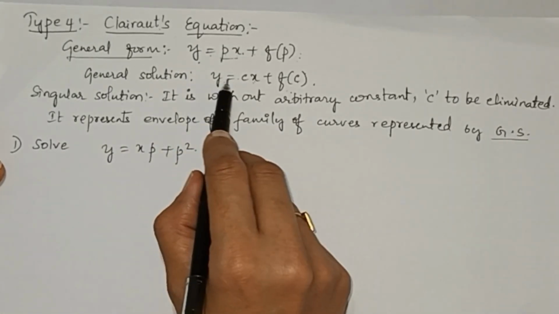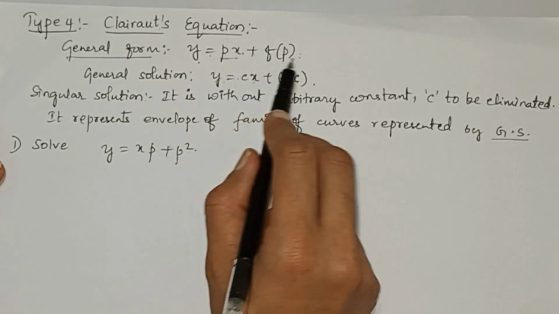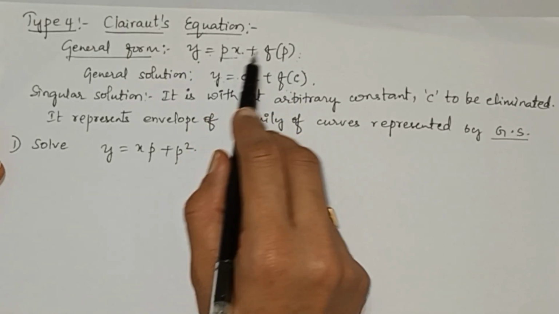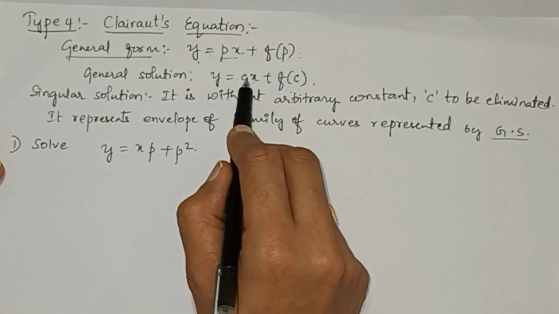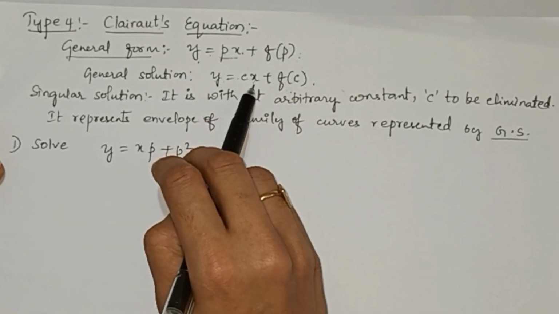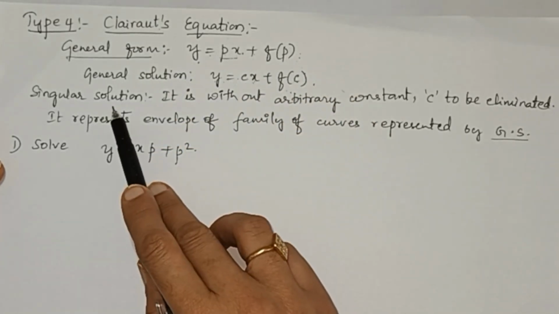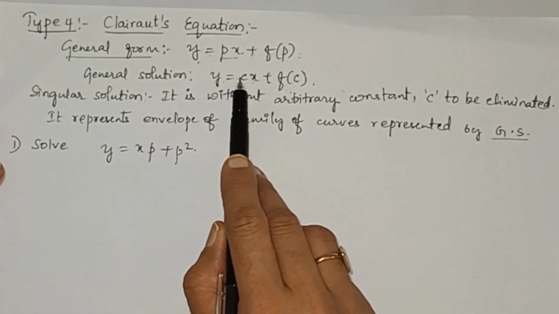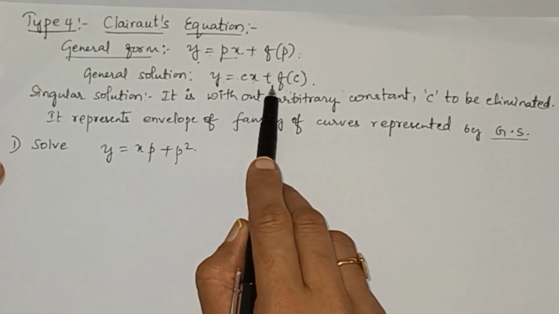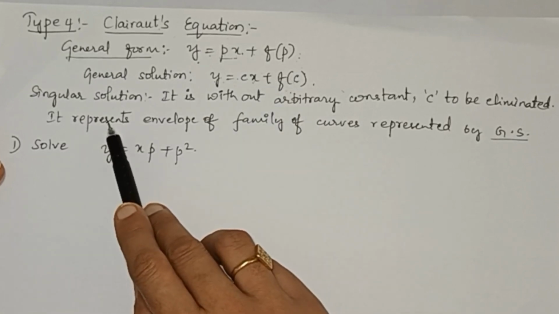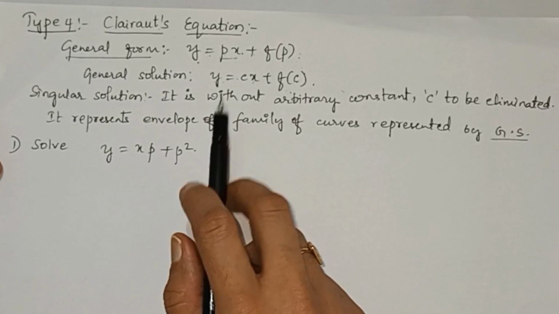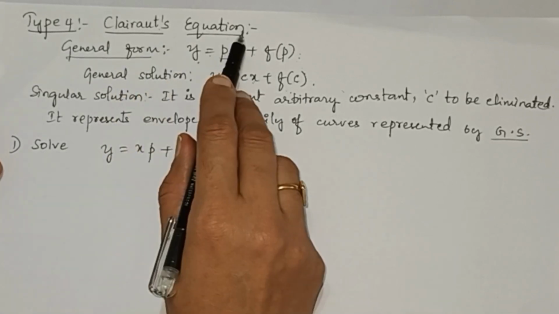So general solution gives you the family of curves because c is the arbitrary constant. When you go on giving different values for c, you will get a family of curves. So this singular solution, what it gives is, it gives you the envelope of these family of curves, and in that singular solution there is no arbitrary constant. Let us see one example for Clairaut's equation.